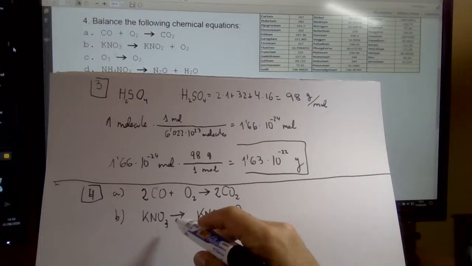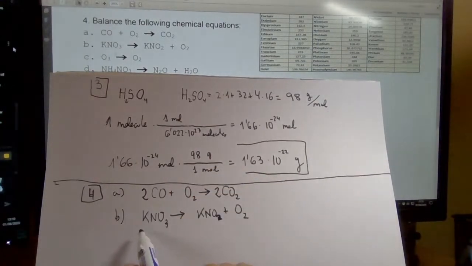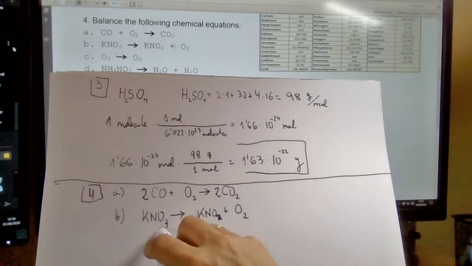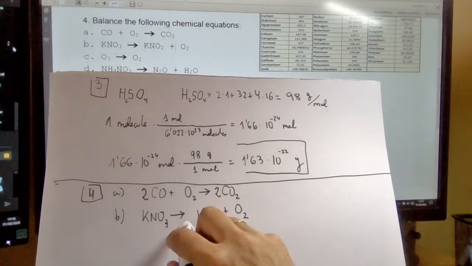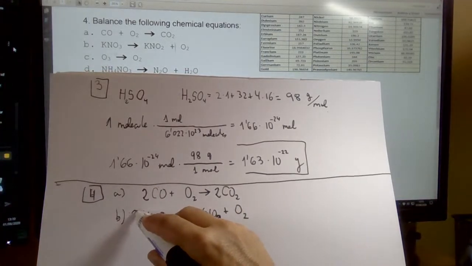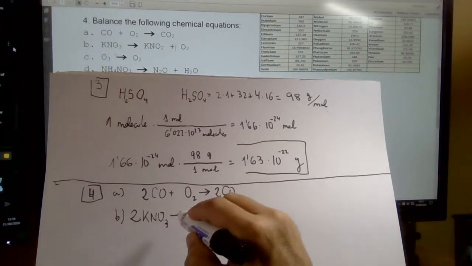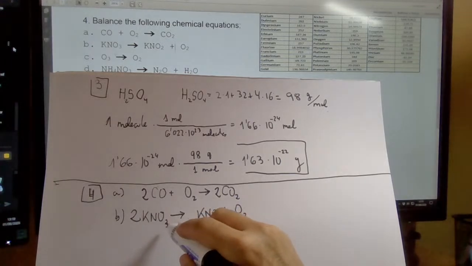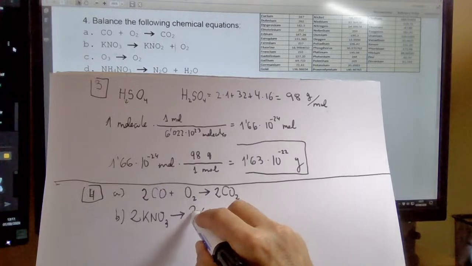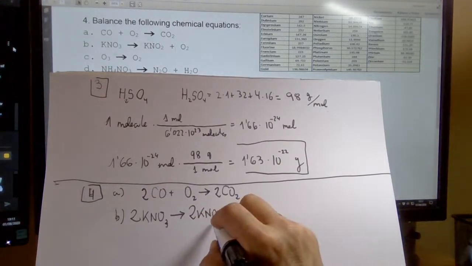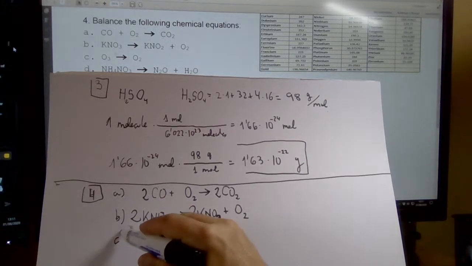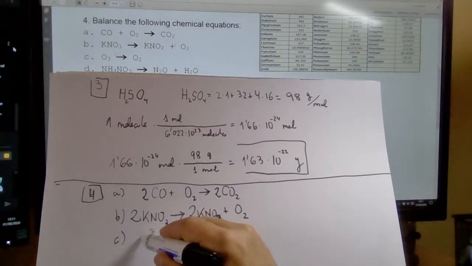So I can balance this using 3, 2, and 2. So I can balance here 2. Now we have 6 oxygen, 2 potassium, 2 nitrogen. So 4 and 2, 6 oxygen. Okay, letter B is not difficult.